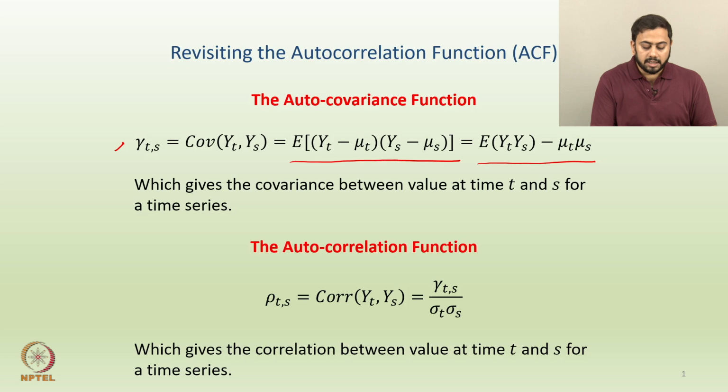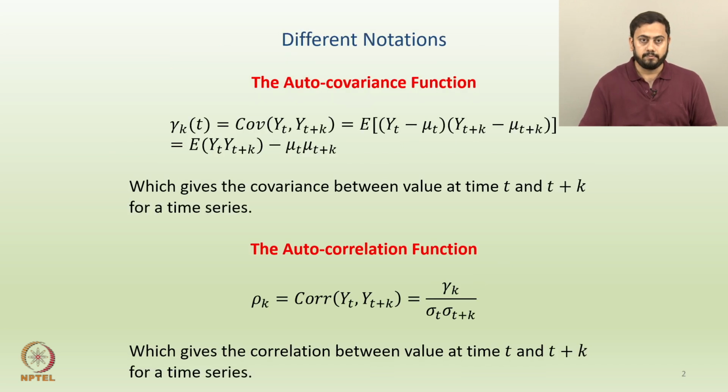Similarly, if you vaguely remember the autocorrelation function, it is nothing but the covariance in the numerator, which is gamma t comma s, divided by the corresponding standard deviations, sigma t into sigma s. So this rho t comma s gives the autocorrelation, while this gamma t comma s gives the autocovariance. Now just for the sake of it, we'll involve slightly different notations and see how things proceed, just to be in line with the notations in probably some textbooks, so we introduce a slightly different set of notation.